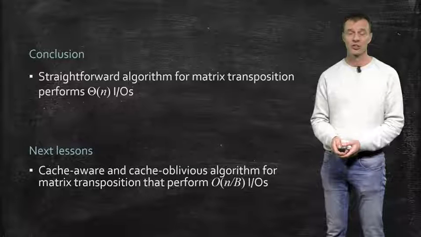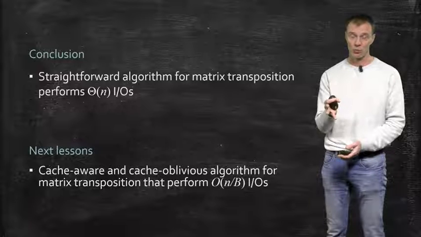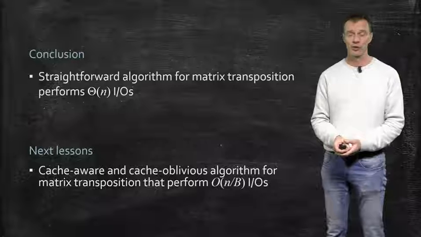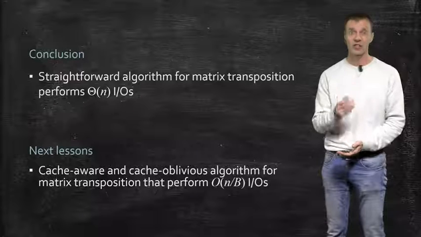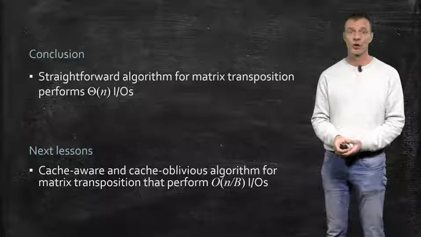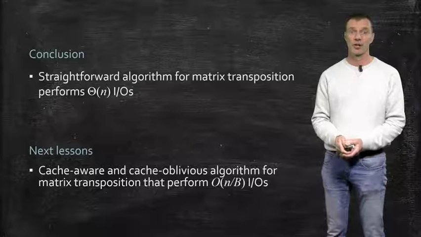So in the next lessons, we're going to look at cache-aware, and after that cache-oblivious algorithms that solve exactly the same problem, but using only n divided by b I/Os.